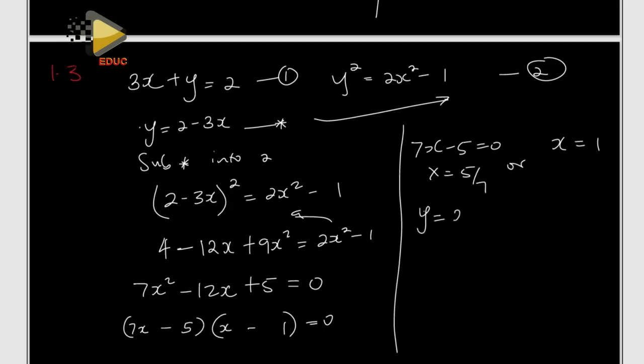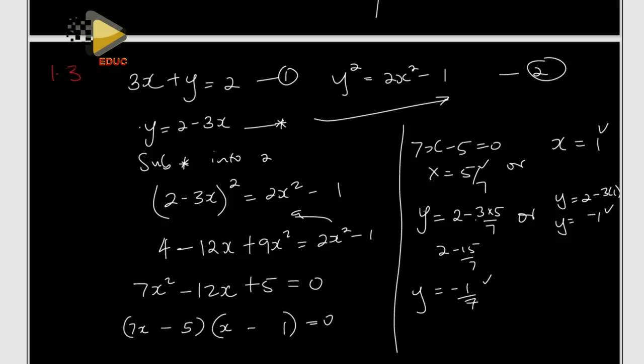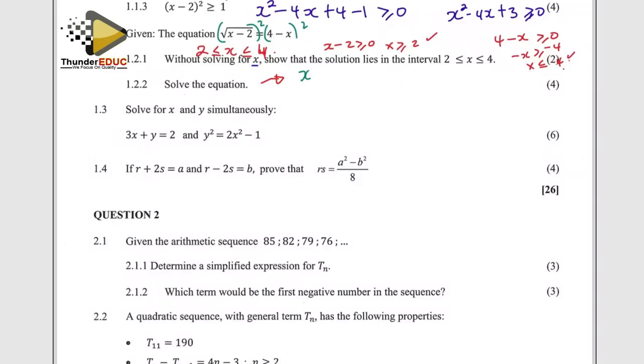So my y here is going to be 2 minus 3 multiplied by 5 over 7, which is 2 minus 15 over 7. I'm going to get negative 1 over 7. Okay. Then this side is going to be y is equal to 2 minus 3 times 1, which is negative 1. Okay, so I have x as 1, y as negative 1. x as 5 over 7, y as negative 1 over 7. So those are going to be my solutions.